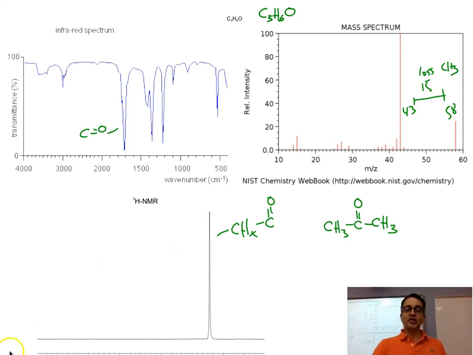This is how we use spectra in order to detect and deduce the identity of different compounds based on the chemical formula and the different spectra. All right, thank you very much, and that is the end of option D.